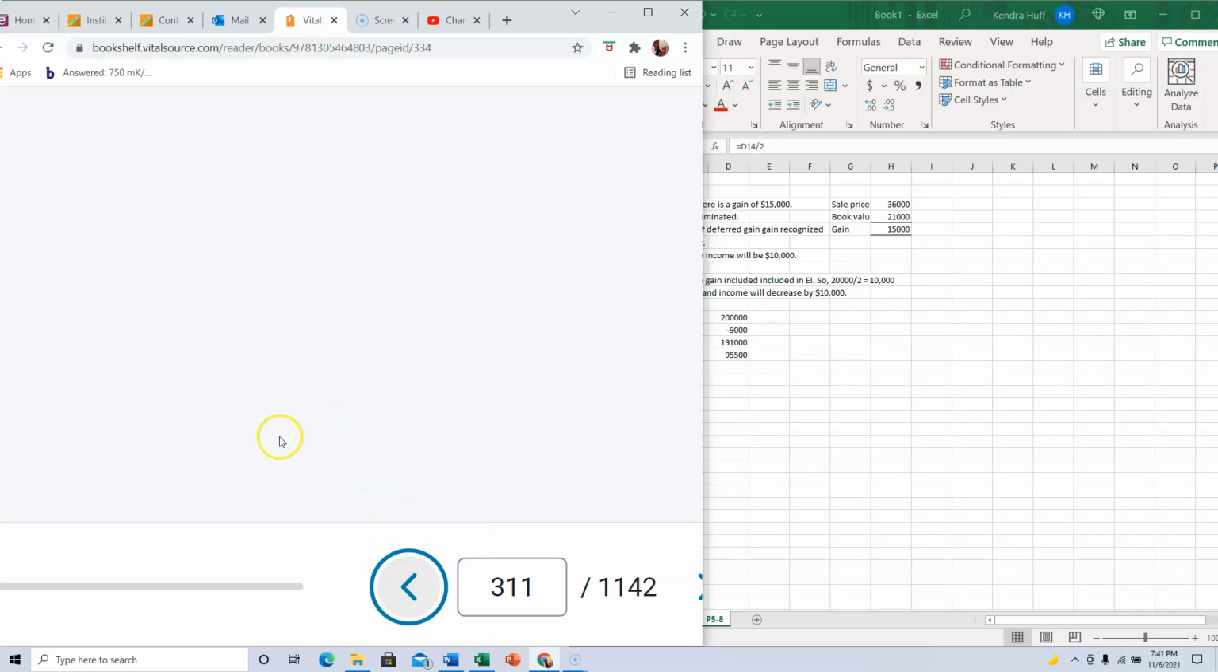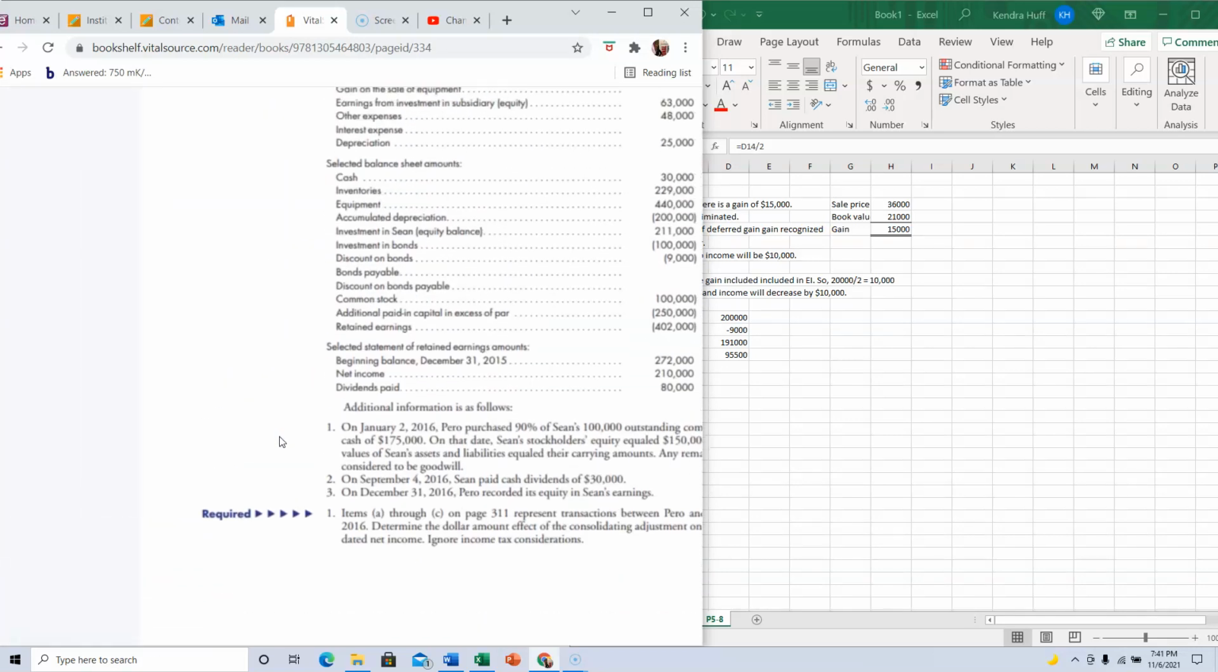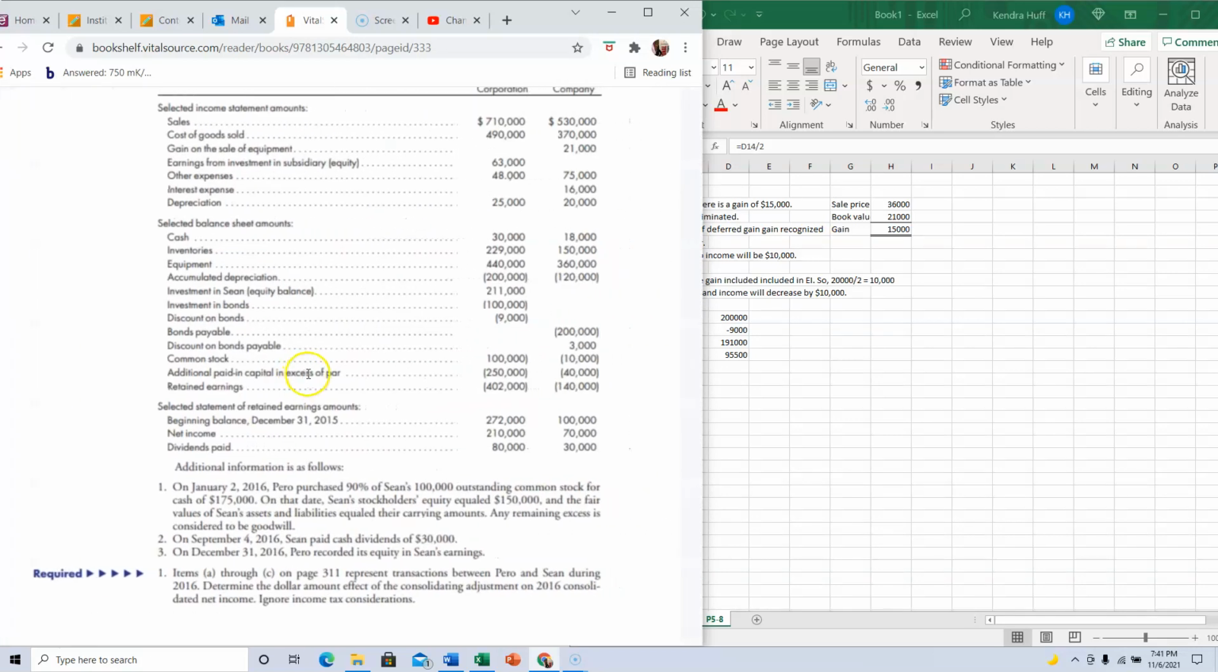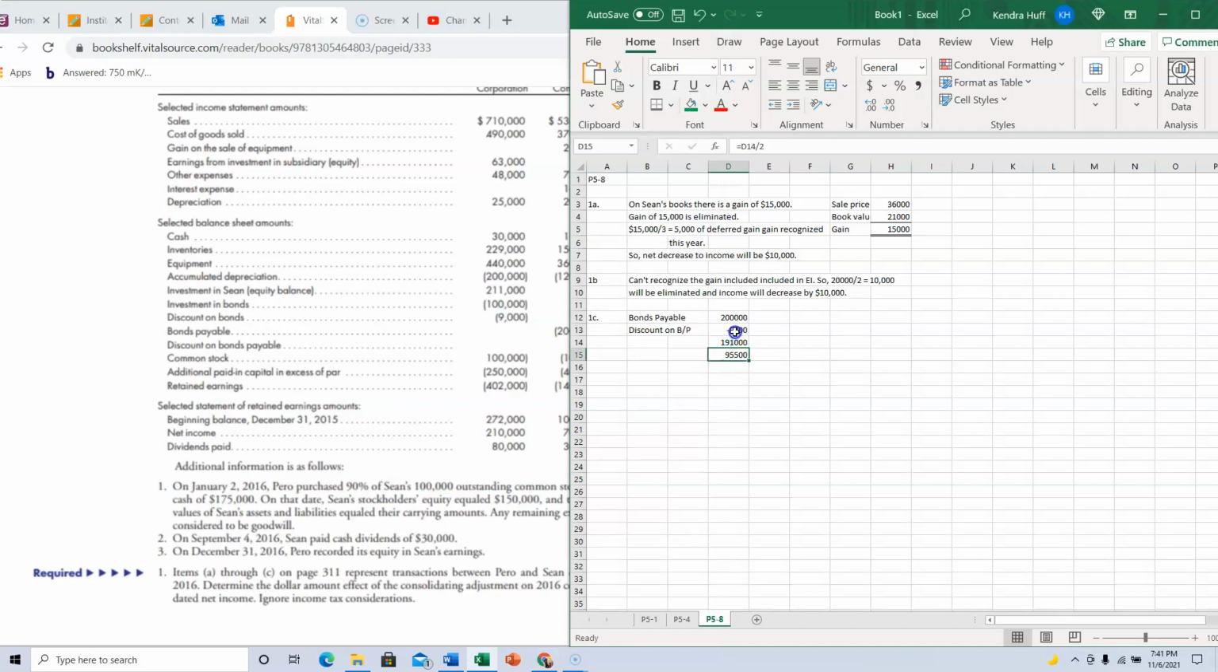But, oh, hello, I picked up the wrong number. Okay, so this is 3,000. I looked on the other person's books. Okay, so that's half the carrying value, which is what P bought.